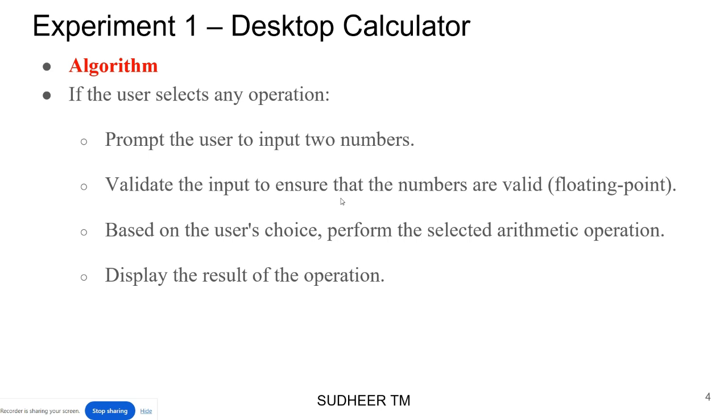Okay, so you have to request your user to input the number for the operation mentioned in the previous stage. Okay, so prompt the user to input two numbers, validate the input to ensure that the numbers are valid. Sometimes we are expecting numbers to perform the addition between 19 and 37. Instead of 19, the user might be typing in some strings.